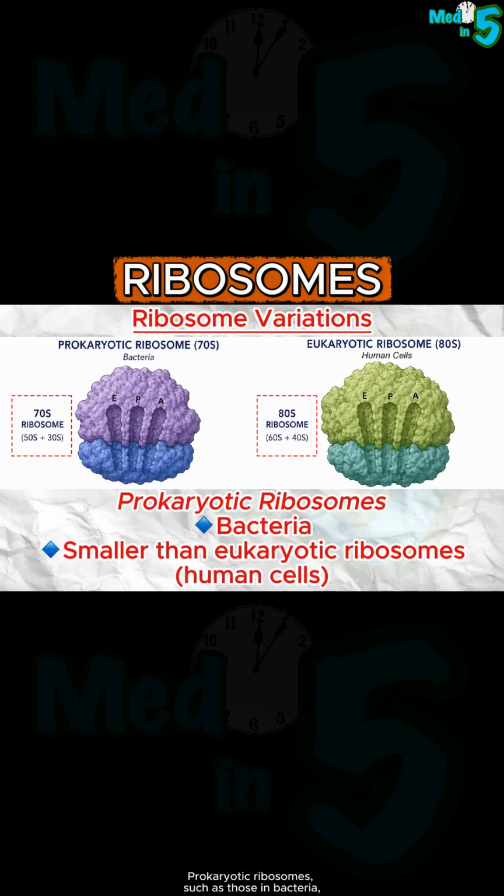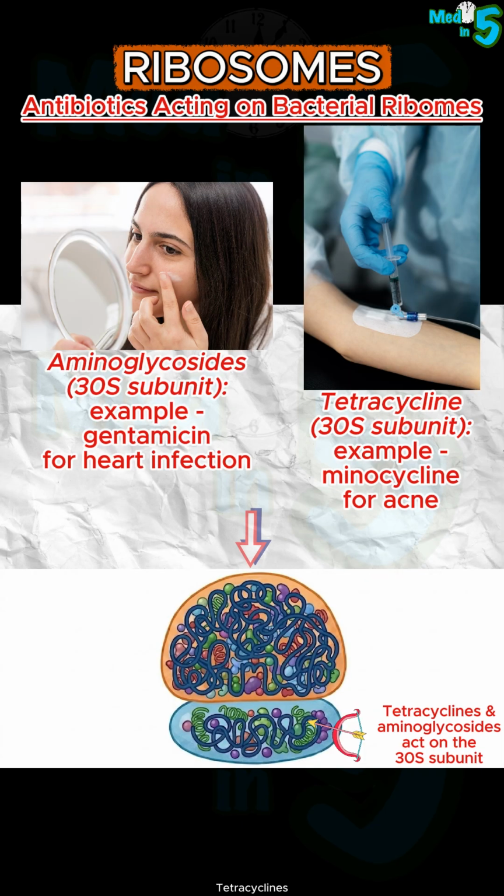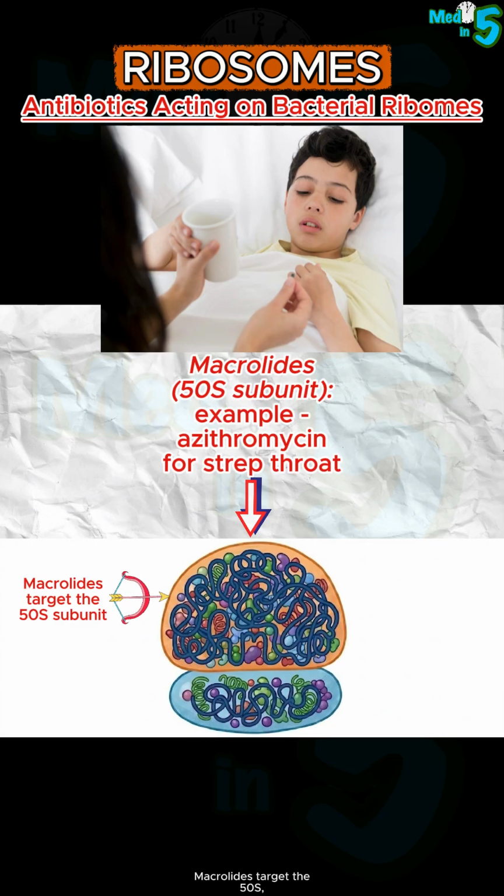Prokaryotic ribosomes, such as those in bacteria, are smaller than eukaryotic ribosomes, such as those found in human cells. Some antibiotics selectively inhibit bacterial protein synthesis, binding to bacterial ribosomes without affecting human ribosomes. Tetracyclines and aminoglycosides act on the 30S subunit, but not the 40S. Macrolides target the 50S, but not the 60S.